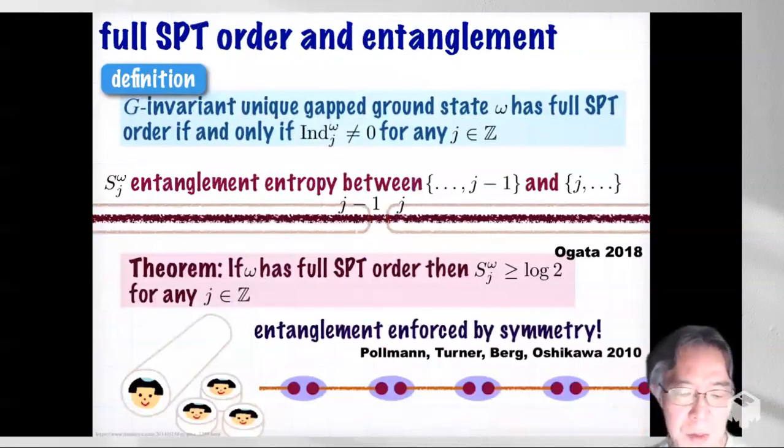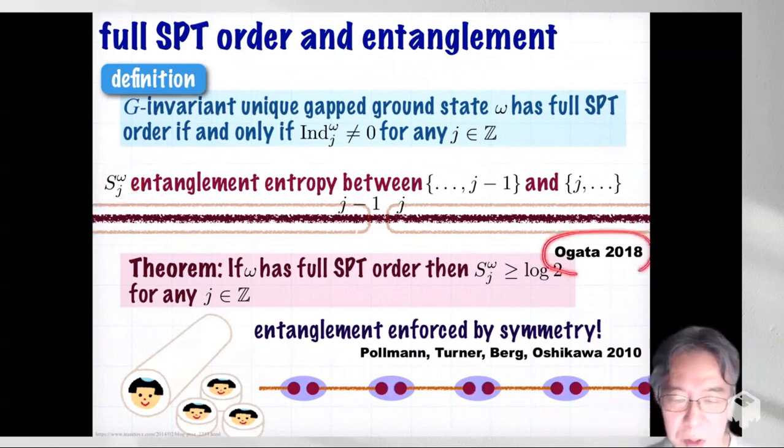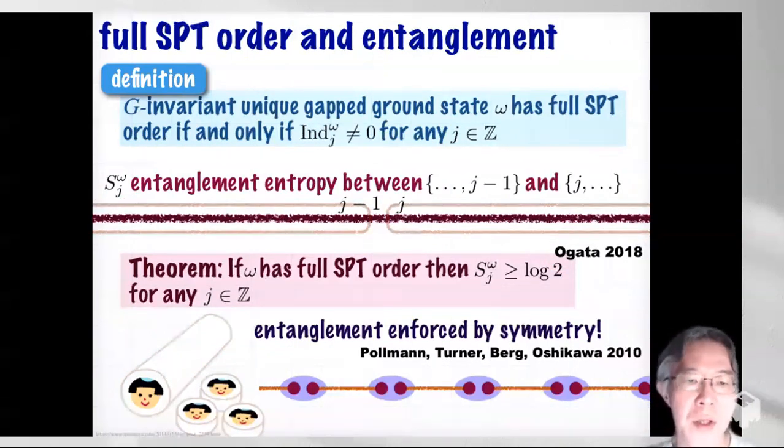The other motivation comes from the relation between entanglement and SPT order. So let S_j(omega) be the entanglement entropy, which is defined when we make a cut between j and j minus 1. The precise definition can be found, for example, in Ogata's paper. We are on an infinite chain, but you can define the entanglement entropy properly. And then Ogata proves in her first paper that if omega has full SPT order, then for any j, this entanglement entropy is lower bounded by log 2.